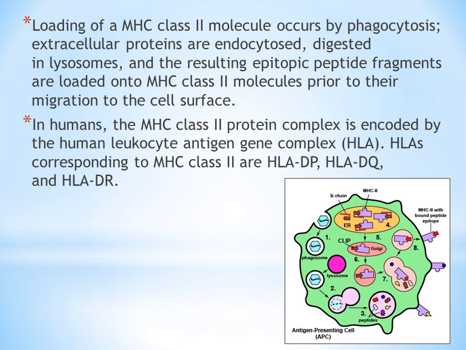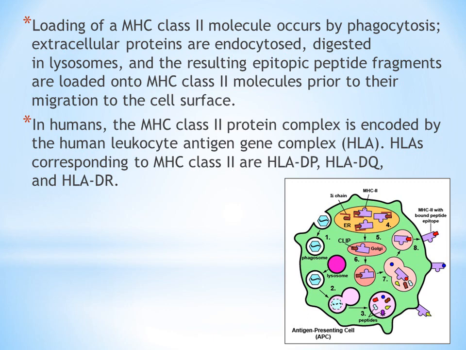This MHC class 2 molecule has the invariant chain, the Ii chain. It is attached with the MHC class 2 molecule. It enters into the Golgi complex. In the Golgi complex, the invariant chain is broken down. CLIP is formed which is bound with the MHC class 2 molecule.